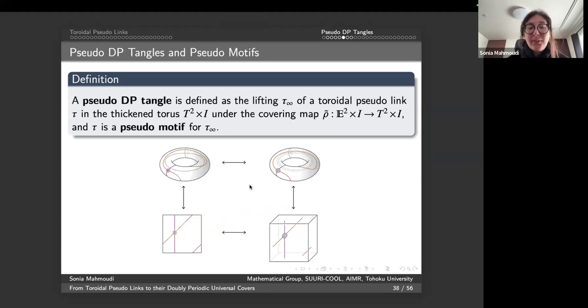Then another point is, in the same way that we were talking about lifting the diagram into a 3D object, here we do exactly the same. Since our pseudo link diagram in the torus can be lifted into a pseudo link in the thickened torus, we can define the notion of pseudo DP tangle, which will be this time the universal cover of the thickened torus, and that will give us a pseudo doubly periodic tangle embedded in the thickened plane, right? And so we will have the motif, which is just the link in the thickened torus.